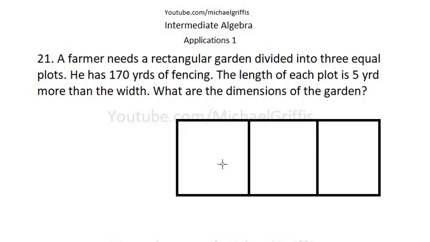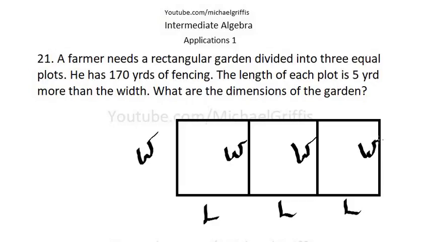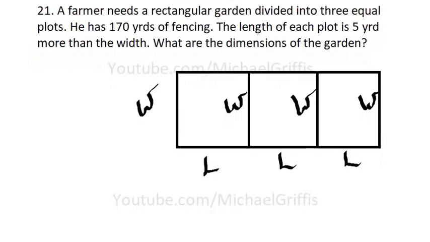Alright, let's see. The length of each plot is 5 yards more than the width. So we'll say that this is the length here, and this will be the width. Okay, that'll be the width. So we've got an L here, and another L, a W, a W, and a W. And what we're going to want to do is write an equation that gives the perimeter.